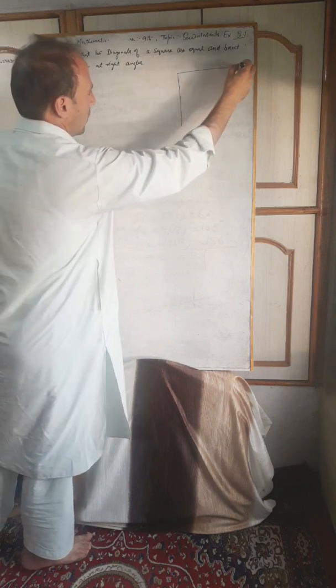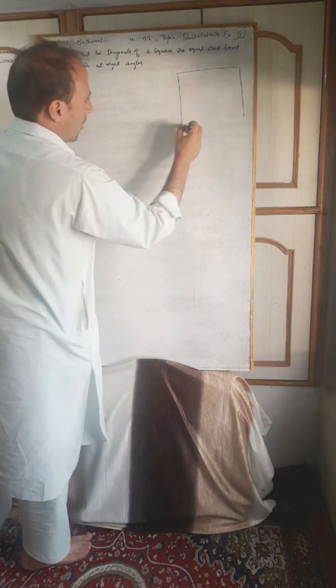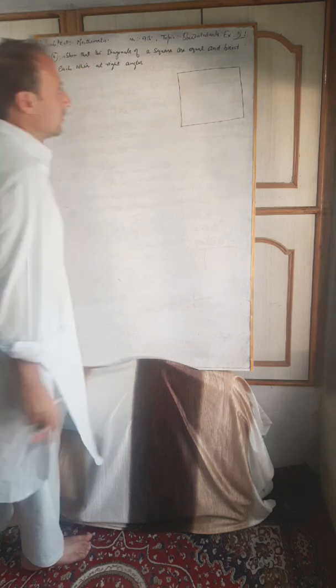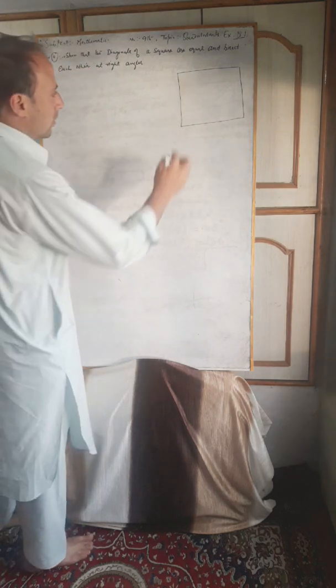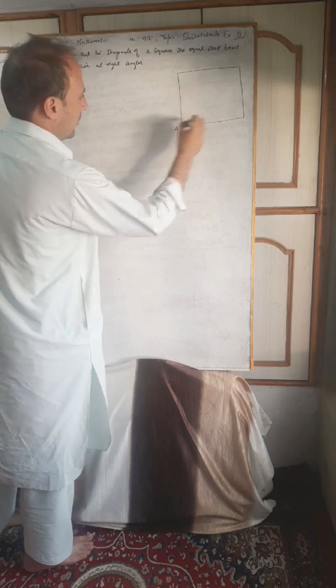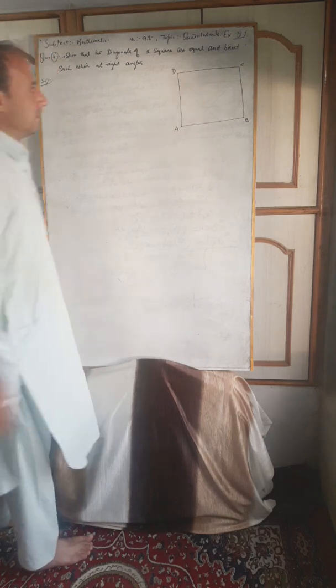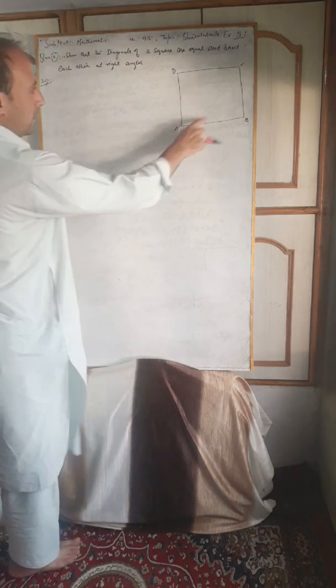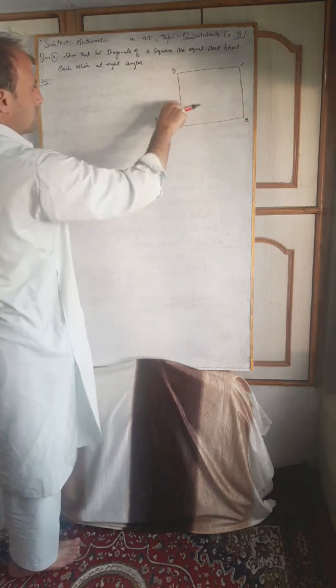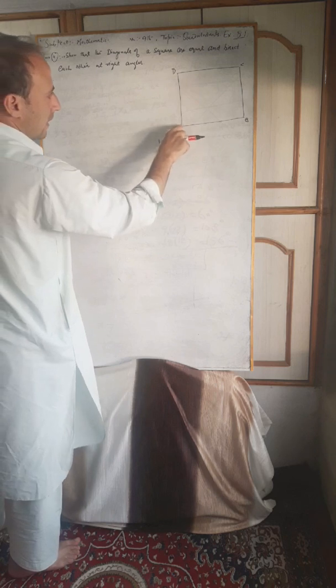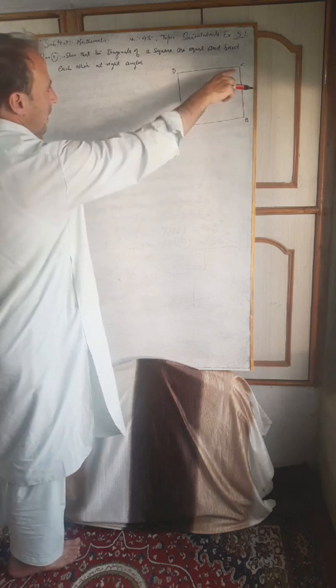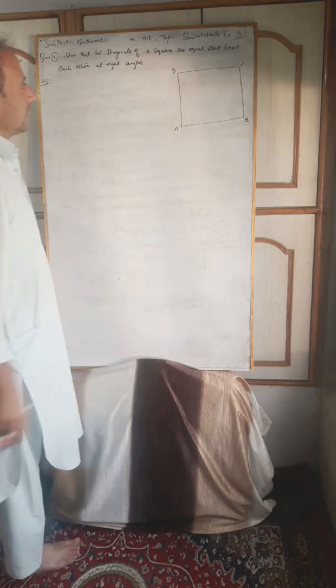A square, as you know, is a quadrilateral in which all four sides are equal and each angle at the corner is equal to 90 degrees. Here ABCD is a square. Here AB is equal to BC is equal to CD is equal to DA, as well as angle A is equal to angle B is equal to angle C is equal to angle D. Each is equal to 90 degrees because we are given ABCD to be a square.